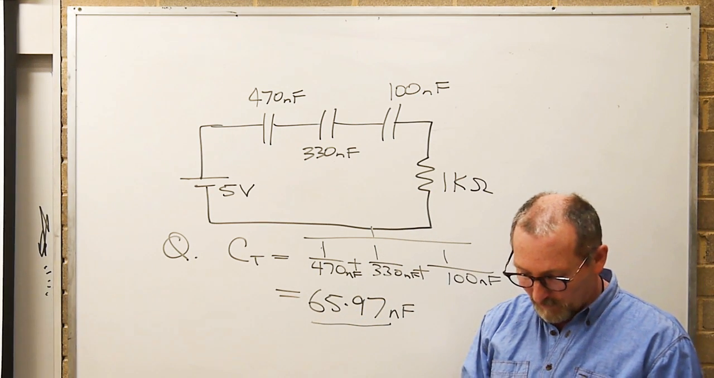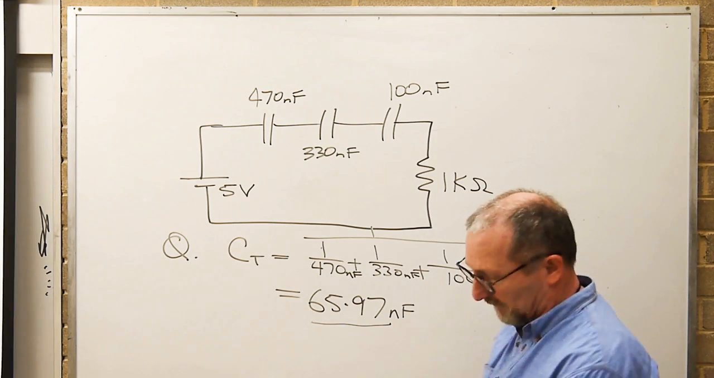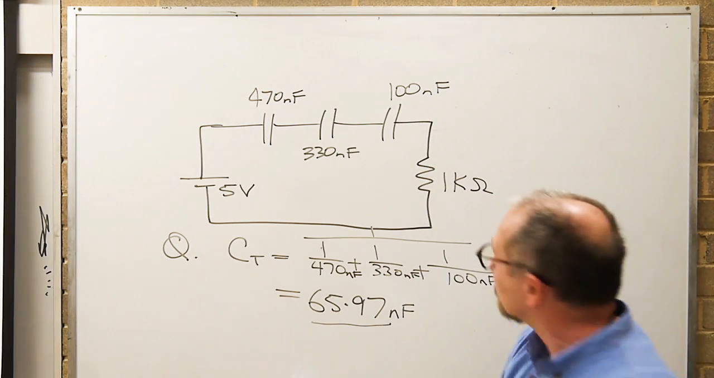The charge and voltage on the middle capacitor is, on the middle capacitor, different coloured crayon.